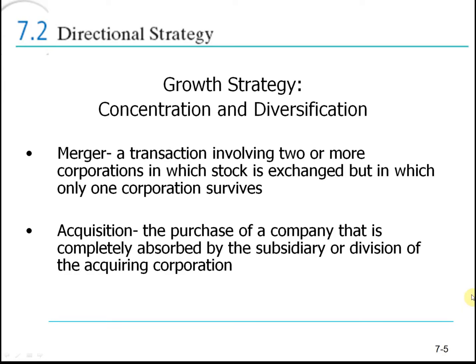Here are two growth strategies that a company may employ, either a merger or an acquisition. A merger is when two companies come together. They agree to jointly come together and become one organization. Oftentimes this is done with an exchange of stocks between the two companies. At the end of the day, there's only one company that exists after that merger takes place.